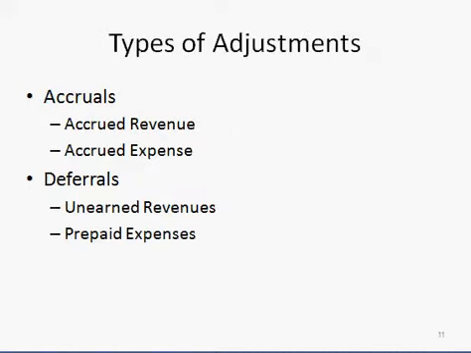So there's actually 4 types of adjustments. 2 for accruals, 2 for deferrals. There's accrued revenues and accrued expenses. These 2 types of adjustments have no original entry, which we'll get into a little bit. And then the unearned revenues and prepaid expenses, which do have an original entry, and I think that makes them easier because of that original entry.